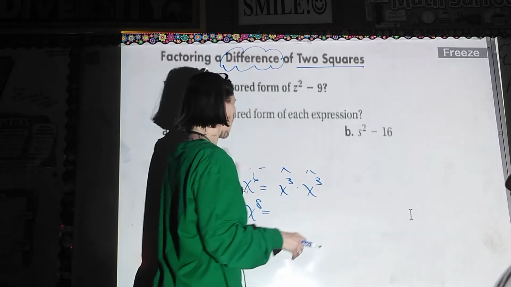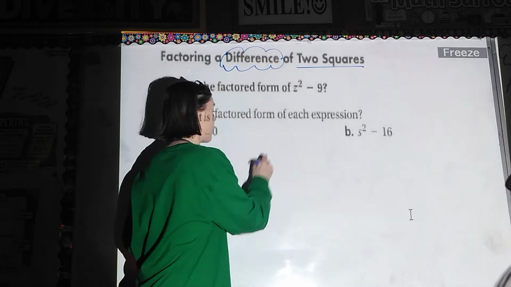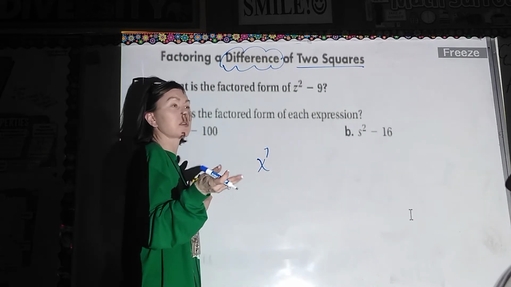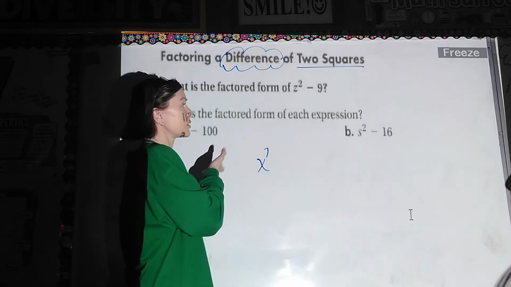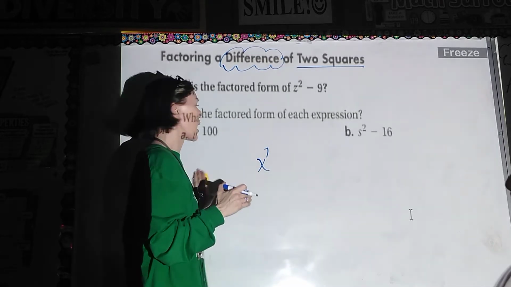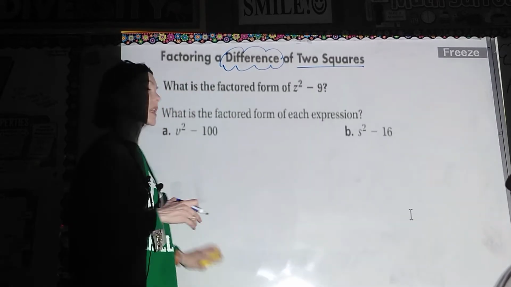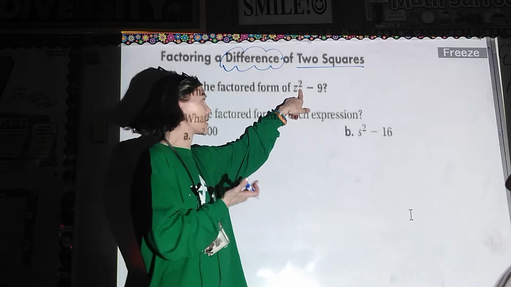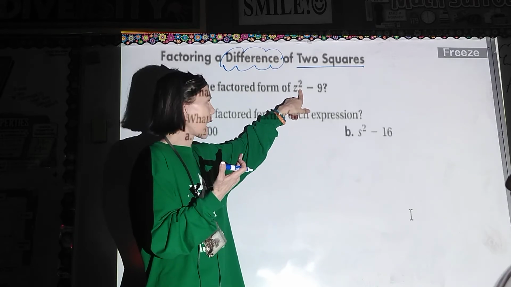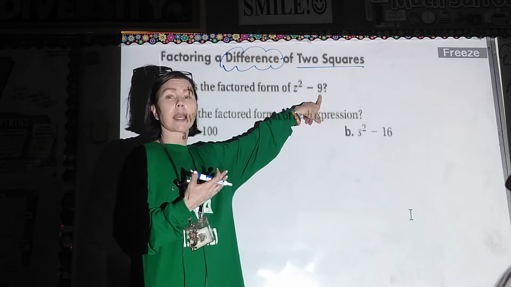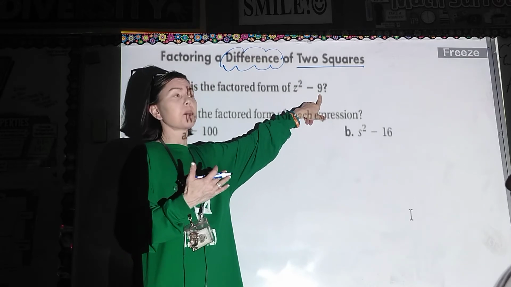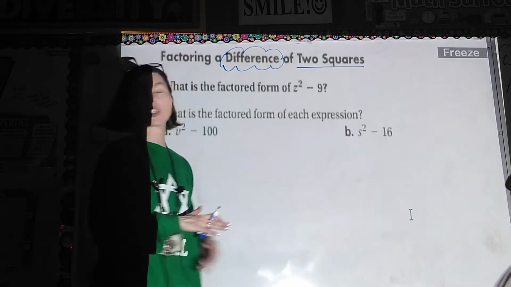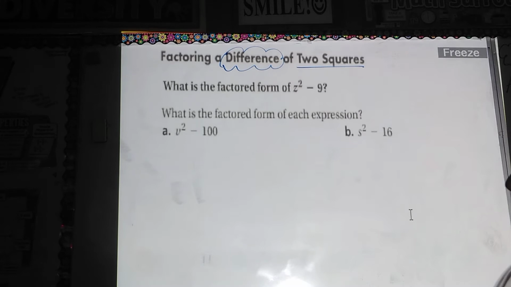Very important. If you have x to the 7th power, that is not a perfect square, so you would not be able to factor it using what we're going to do today. It has to be an even exponent. So as you can see, we have z to the 2nd power, so we're in luck because that's an even exponent. And we have 9, and 9 is a perfect square. Why? Because what times what gives us 9? 3.